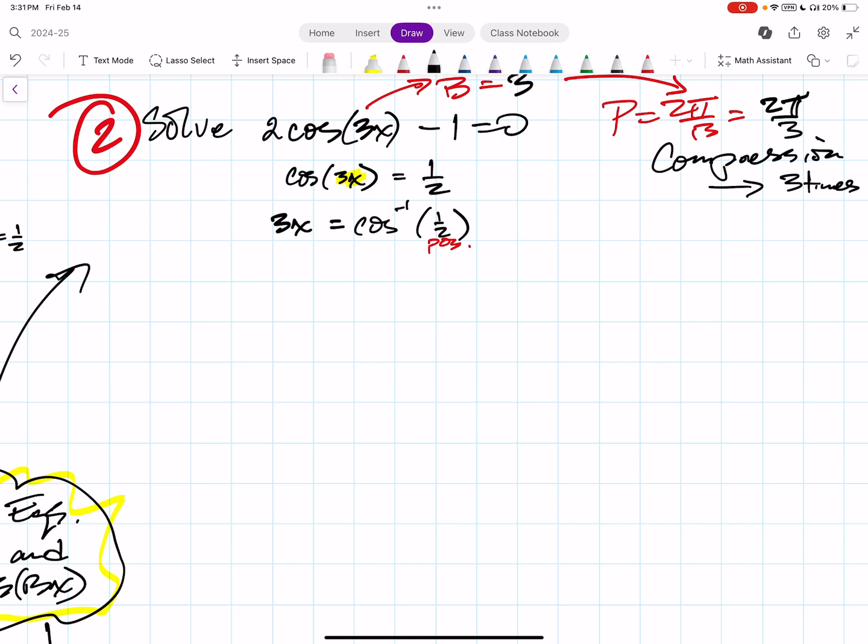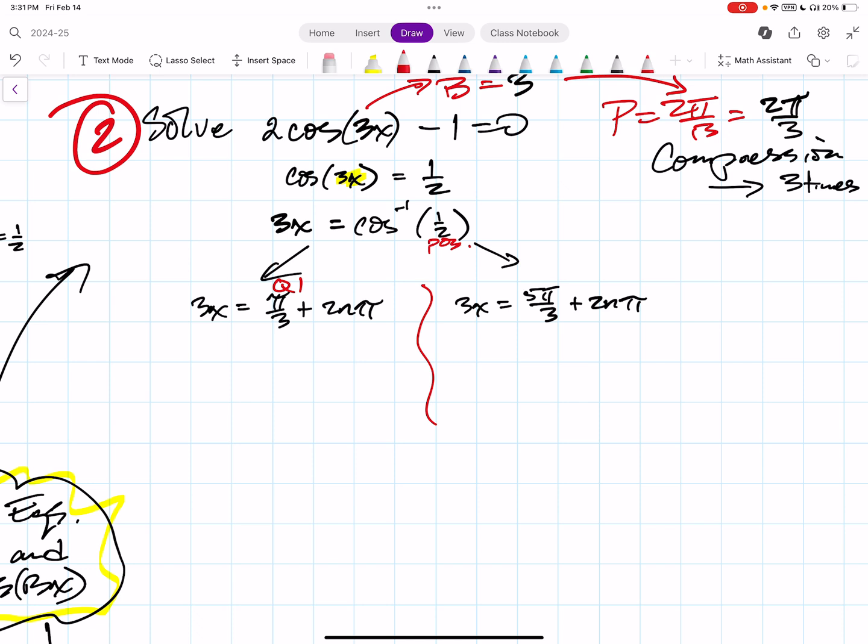All right, so we're going to separate this into 2 equations. So 3x here is going to be equal to our first solution in quadrant 1, which, you know, is pi thirds plus multiples of the period, 2 pi. So again, this is our quadrant 1 initial angle. And then 3x is equal to the other angle in quadrant 4, and we already discussed that, so it's 5 pi thirds plus multiples of the period, which is 2 pi.